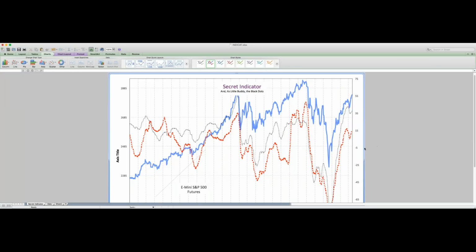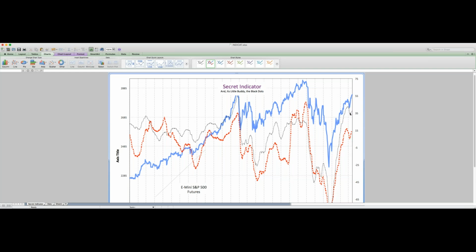Okay, the red dots that you see over here on this chart is a secret indicator. And the idea is that when it is ticking lower, we consider that as the trend being down. And when it is ticking higher, we consider the trend as being up. And I report on this every day in the daily reports.